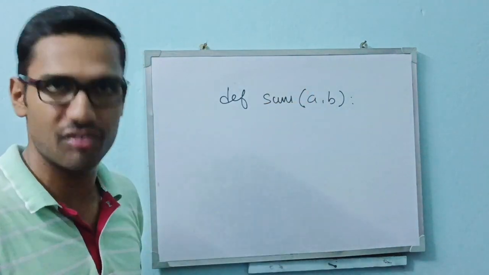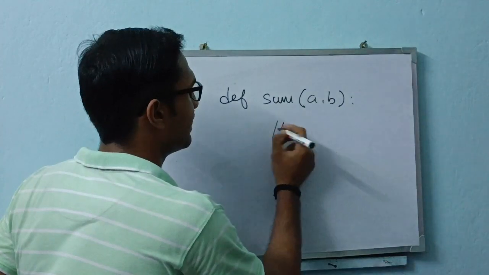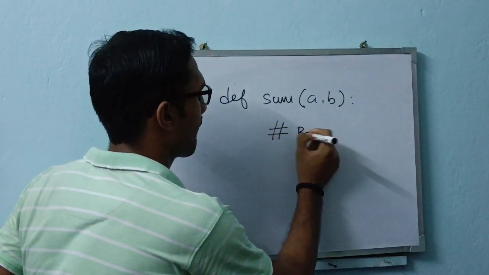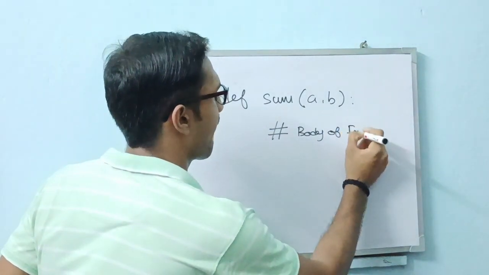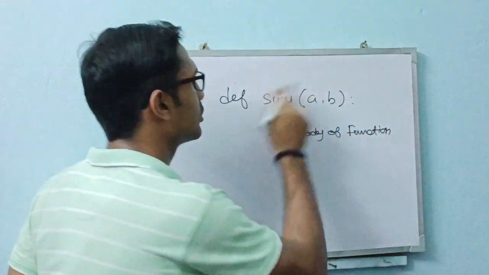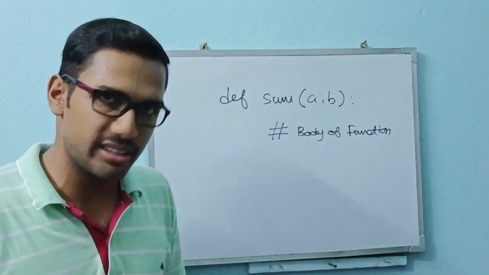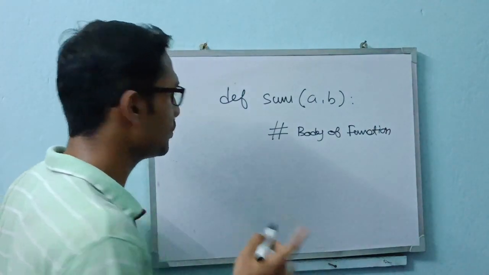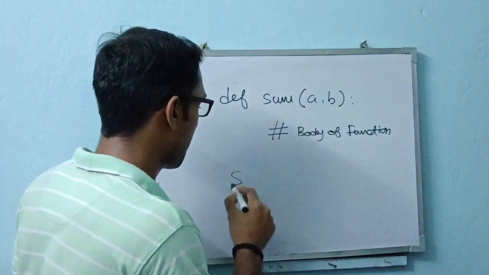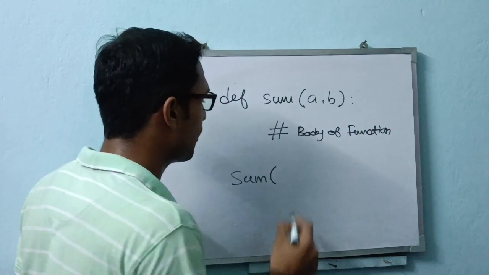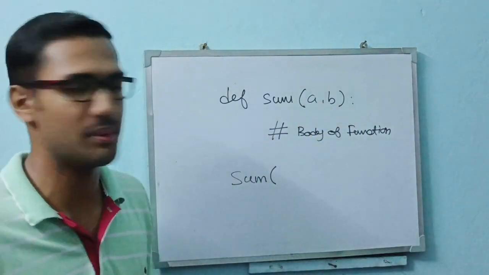Here I have described two parameters, and suppose this is the body of the function. So this is my function: def sum a comma b. Now I need to call this function from main. How to call a function? Just write the name of the function, and the values need to be passed, because we have defined two parameters.